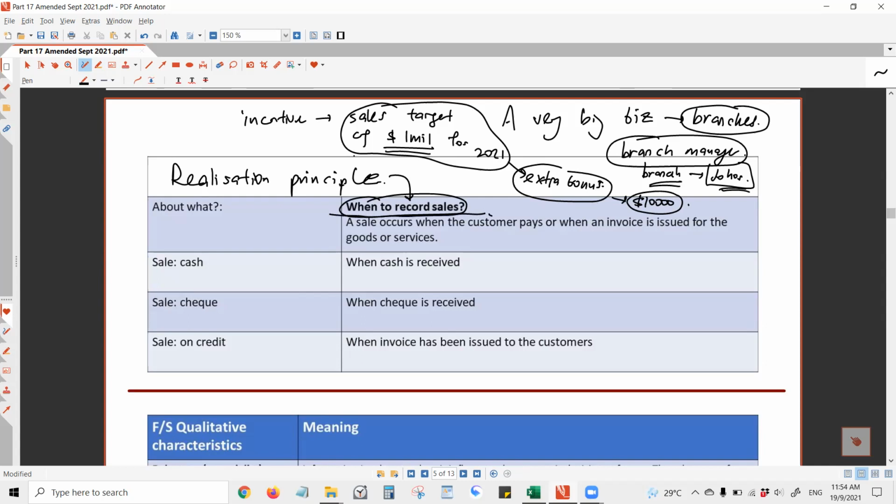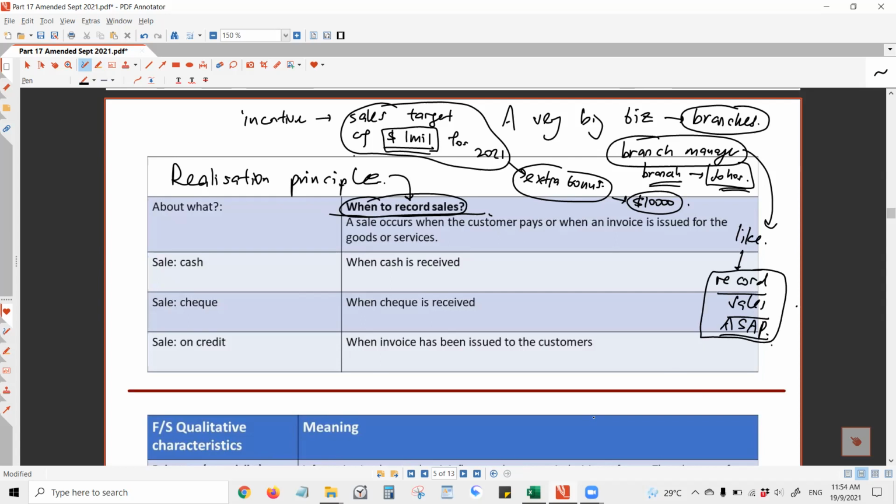Do you think that the branch manager would like to record the sales as early as possible? Of course, the branch manager would like to record the sales as early as possible, ASAP, especially when it's near the end of 2021. Why? Because the branch manager would like to hit the 1 million target. That's why he or she would like to record it ASAP.